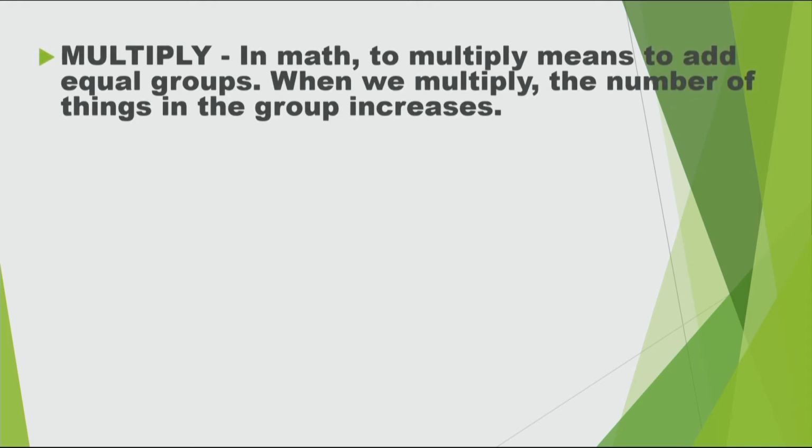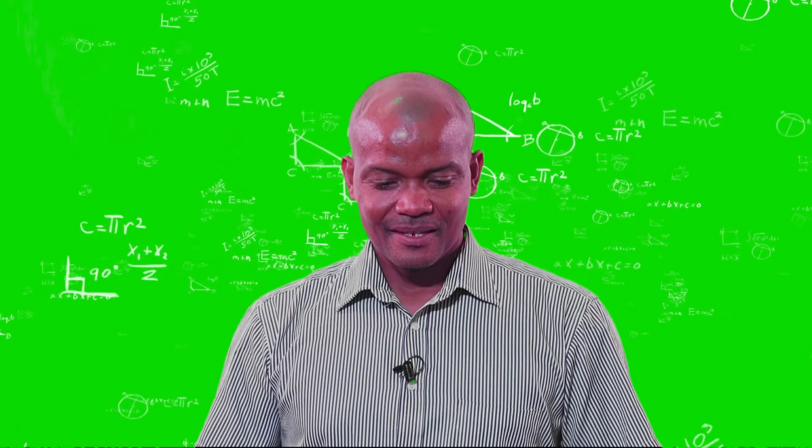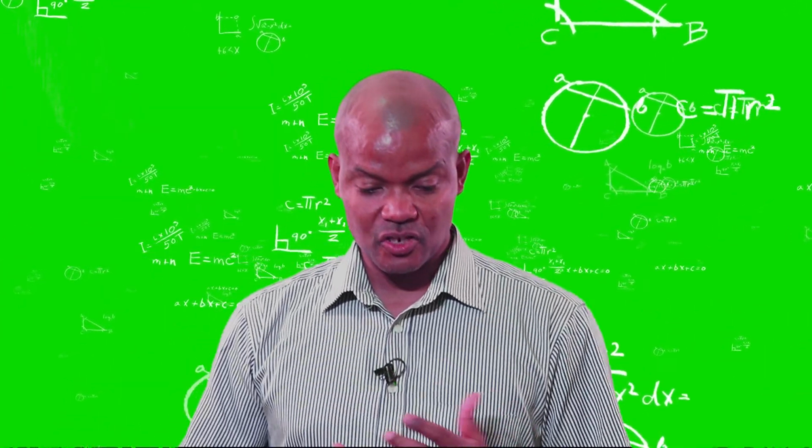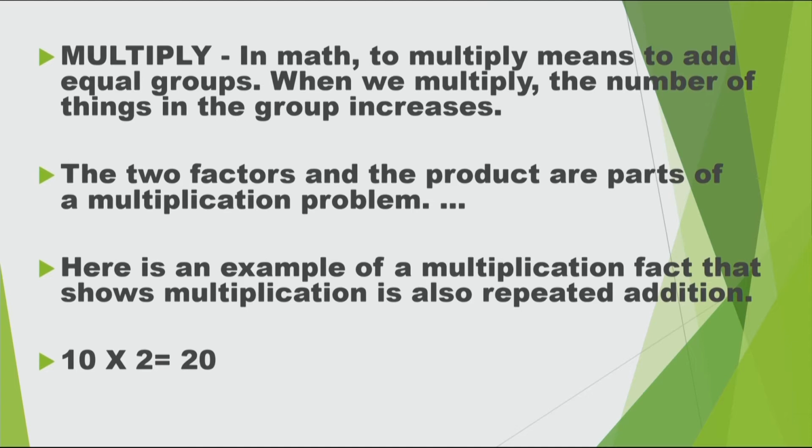So we'll move on to the next operation sign: multiply. In mathematics, to multiply means to add equal groups. When we multiply, the number of things in the groups increases. The 2 factors and the product are parts of a multiplication problem. Here is an example of a multiplication fact that shows multiplication is also repeated addition.